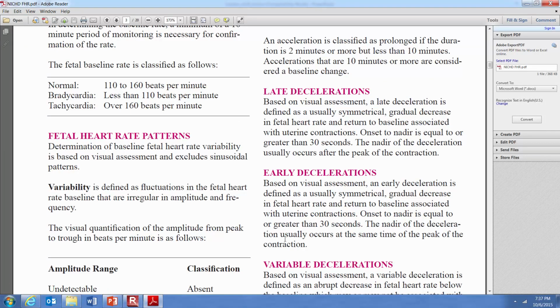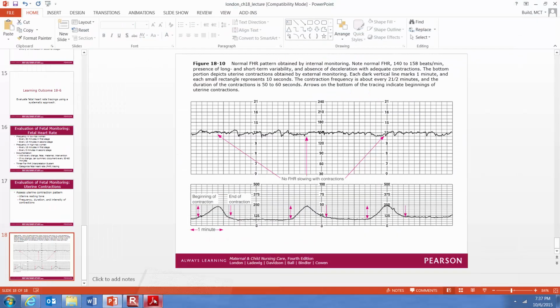Okay? Now, not only does an early deceleration take greater than 30 seconds to leave the baseline and get to its lowest point, it's happening at the same time as the contraction. Okay? So it basically looks like an upside down contraction. So if you were to take this and completely flip it, that's what it would look like on the baseline. It would start at the same time the contraction starts. It would get to its lowest point the same time the contraction gets to its highest point. And it would end at the same time the contraction ended. That's called an early deceleration.